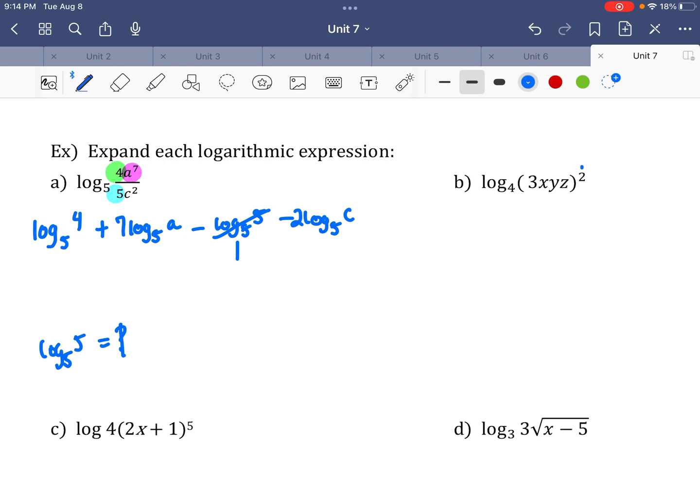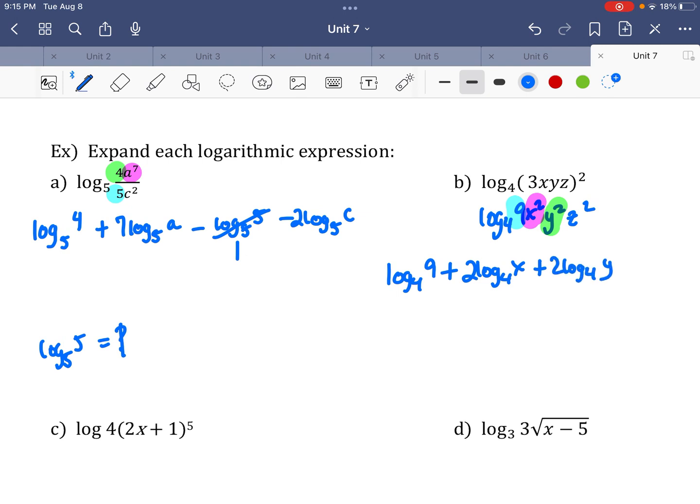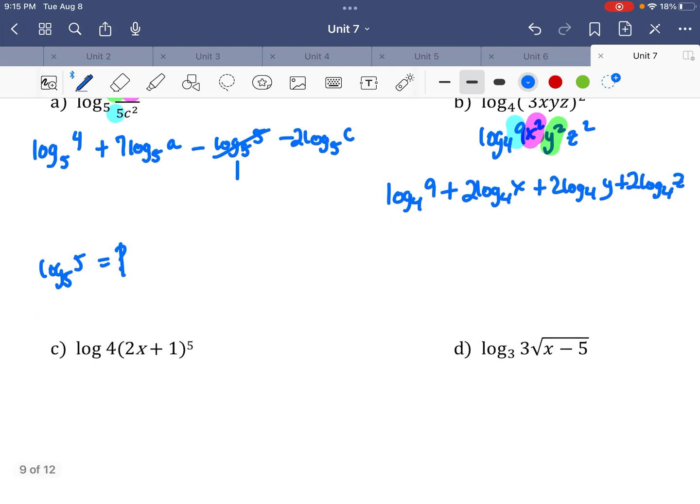So next one. Okay, so you have an option here. You can bring this 2 out to the front now, or I can just apply the 2 to everything in here. So this is log base 4 of 9 x squared, y squared, z squared. And so when I'm done looking at this, I have 1, 2, 3, 4 things. So I got 4 logs. So log base 4 of 9, they're all multiplied, so plus log base 4 of x squared, but that 2 can go here, plus log base 4 of y, but the 2 can go here, plus log base 4 of z, and the 2 can go up front.